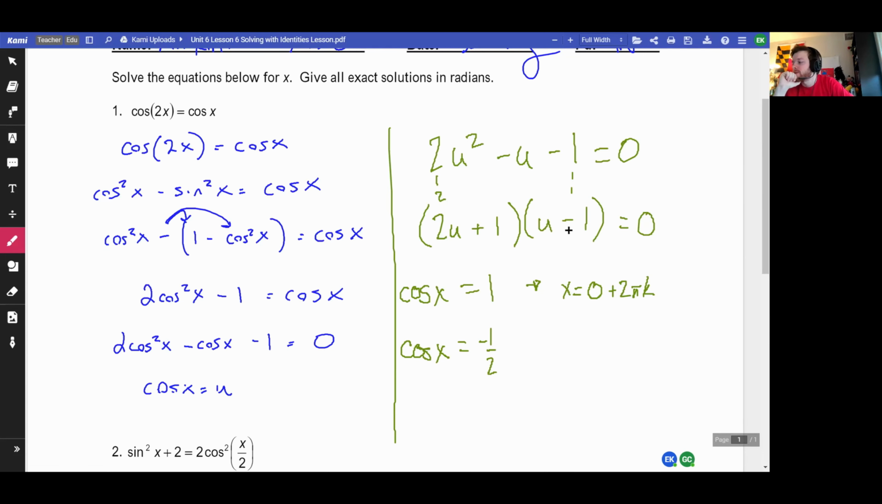Negative 1/2 is the more difficult one. We're looking for the x coordinate is negative 1/2. It's going to be in the second and third quadrant. 2 pi over 3 and negative 2 pi over 3. I just sketched a little circle. This is not to scale. What did you say? 2 pi over 3 and then either 4 pi over 3, but I'd rather think about it as the opposite, negative 2 pi over 3.